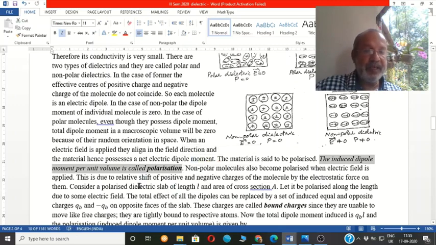We can say induced dipole moment because when we apply some electric field, whether it is non-polar or polar, all dielectrics will acquire some dipole moment. That dipole moment per unit volume is called polarization. A similar thing you will study in magnetism also. That is called magnetization. Magnetization is magnetic dipole moment per unit volume. So polarization is electric dipole moment per unit volume.